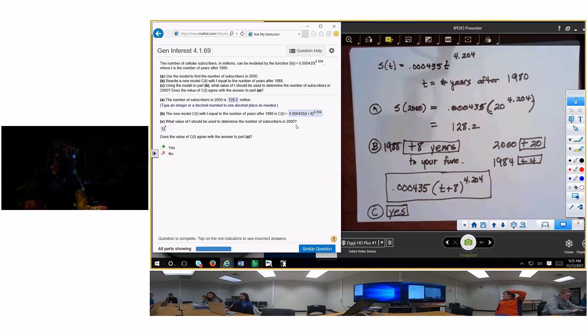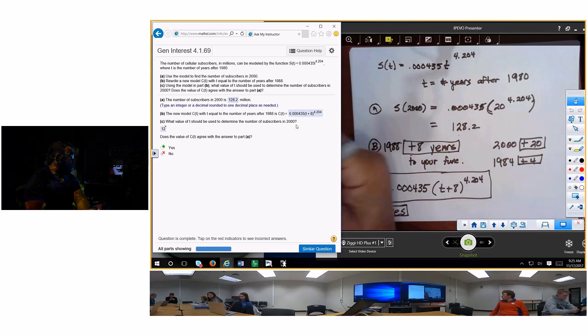Well, C is not ambiguous. C is just assuming that you're using B as the formula, which you've got two formulas. You've got A and then you've got B. So they should say in C whether you're using formula A or formula B. Okay? That's all that's wrong with C.